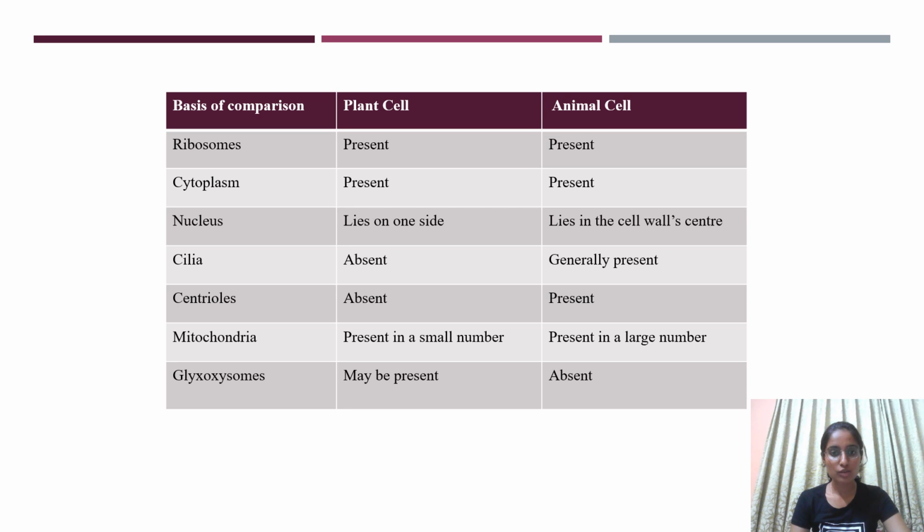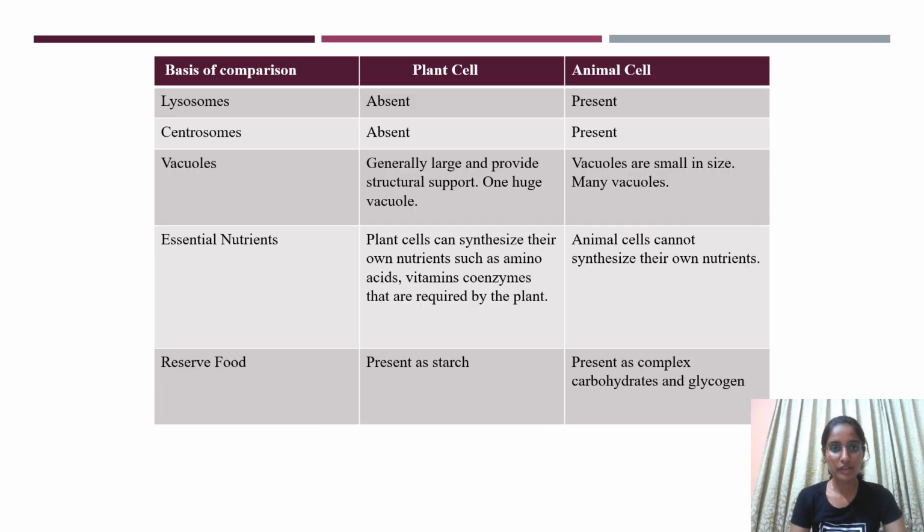Mitochondria is present in smaller number in plant cell. Mitochondria is present in large number in animal cell. Glycosomes may be present in plant cell and absent in animal cell. Lysosomes are present in animal cell and absent in plant cell. Centrosomes are present in animal cell and absent in plant cell.